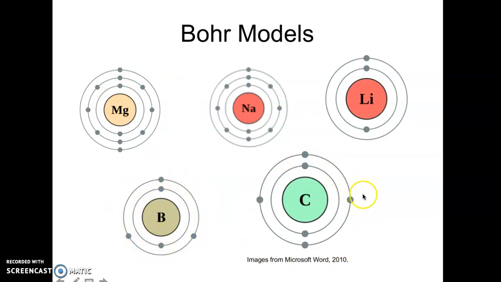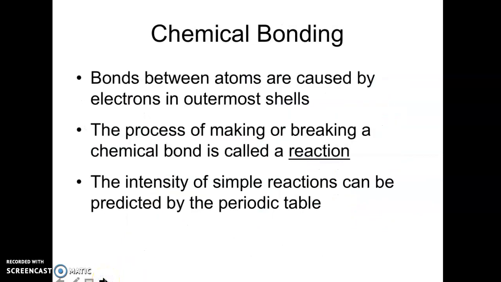But here, this is our wonderful carbon. Carbon has 2 in our first shell and 4 in the outside shell. This is more likely to be a receiver then, because there are 4. So it's more likely to receive electrons from another atom. And when we're talking about this kind of receiving and donating, we're talking about how atoms can bond together chemically. So bonds occur between atoms that are mostly caused by the electrons in the outer shell. The process of making or breaking these kind of bonds is what we call a reaction.